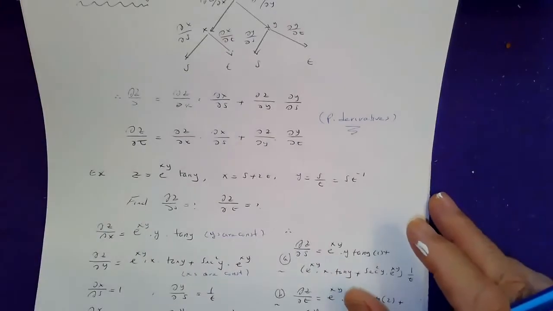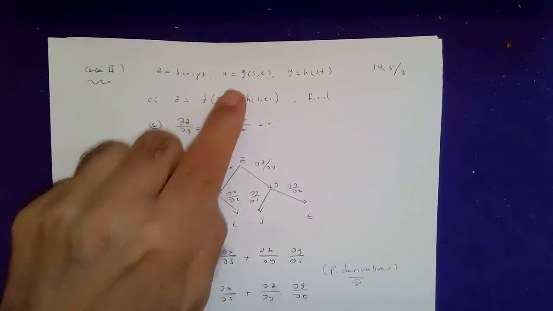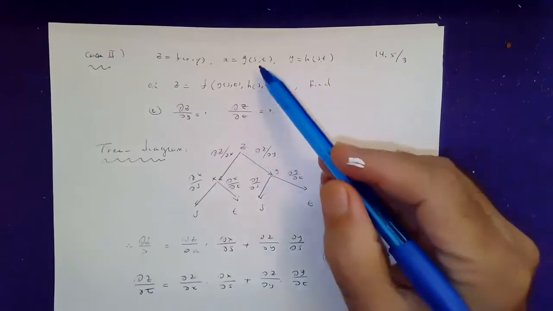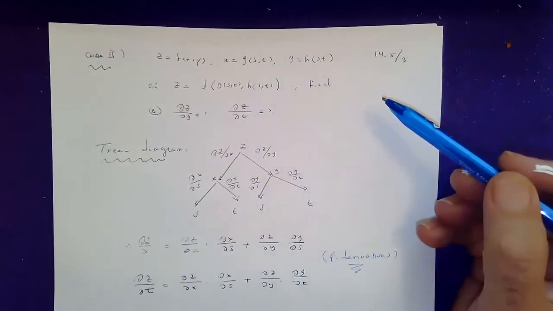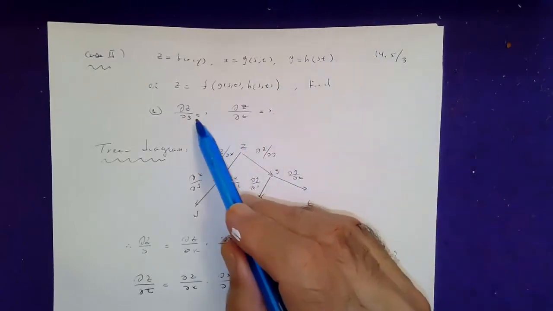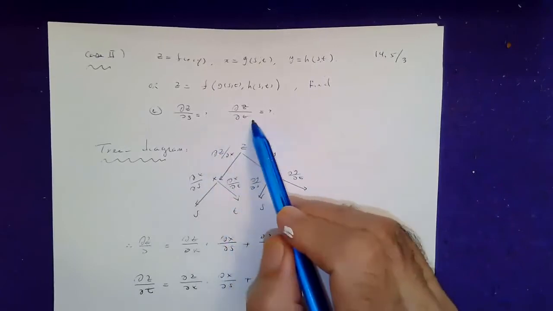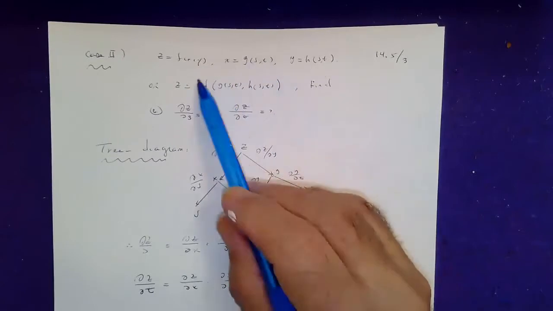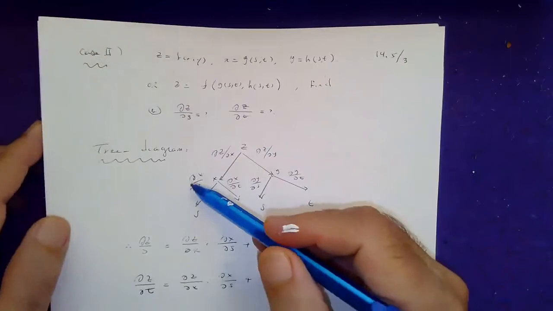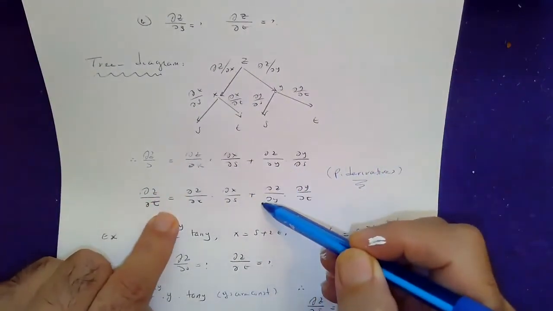The next case is when you have z equal to a function of x and y, but x and y are also functions of two other variables, namely s and t. In this case, because these are multivariable, I cannot ask for total derivatives. So the question might be, what's the partial derivative of z with respect to s? What's the partial derivative of z with respect to t? Then again, the key is to draw a tree diagram so you can develop your formula.